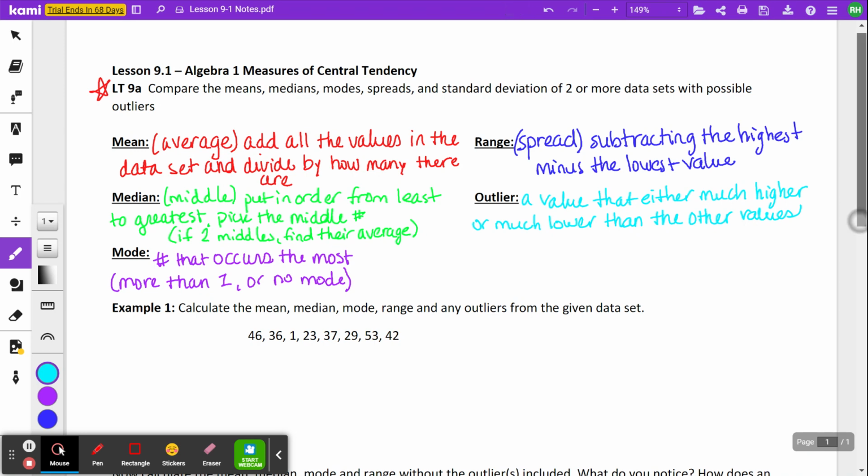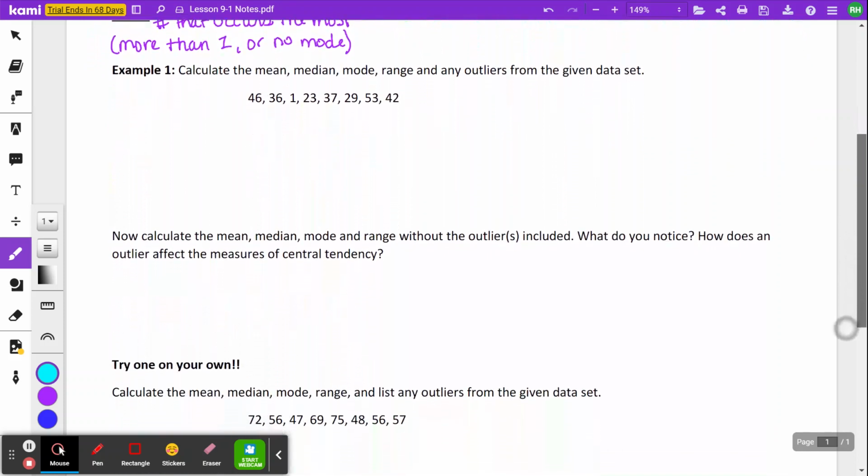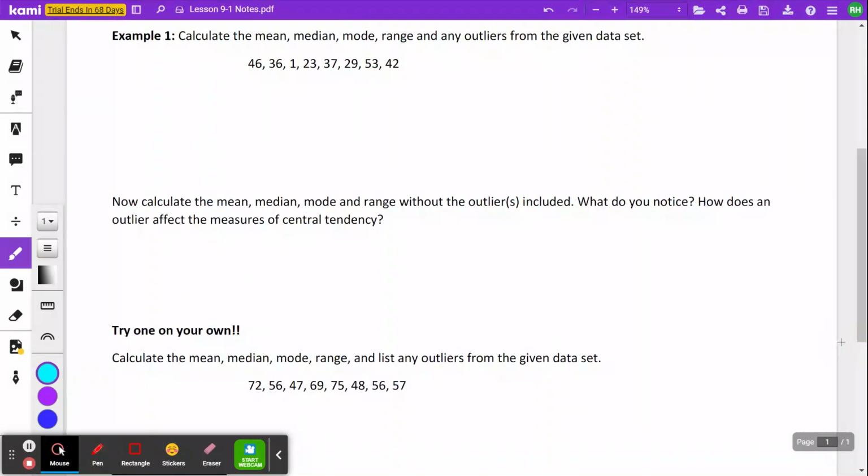Okay, so let's use these. Go down here and let's try it out. Okay. So first one up, we're going to calculate the mean, median, mode, range, and any outliers from the data set. So I'm just going to write over here mean, median, so we know where our answers exactly are. Mode, range, and outlier.